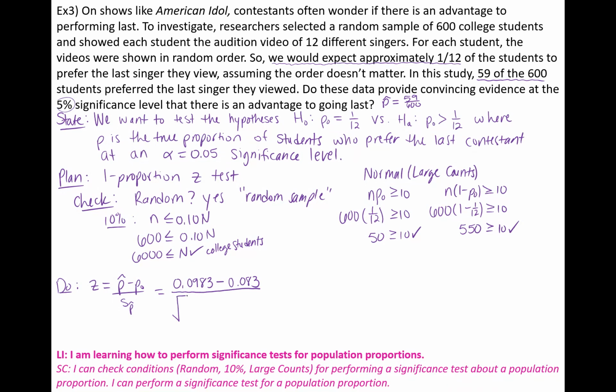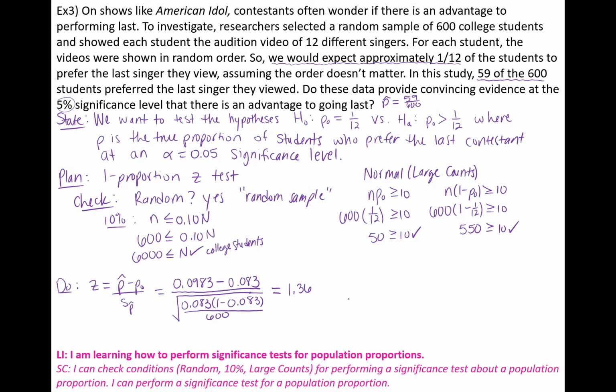Which is going to be that fabulous formula. So I'm going to just use the formula here. My p naught is 0.083 times 1 minus 0.083. There we go. All over the number of people, or the number of trials, in this case was 600. When we do that fabulous math, and yes, you should be trying this out on your calculator, I get 1.36.